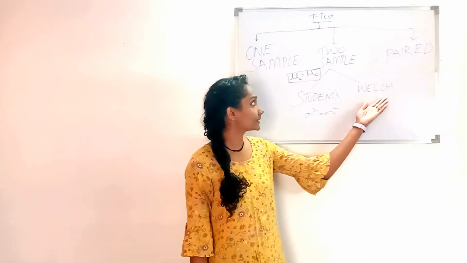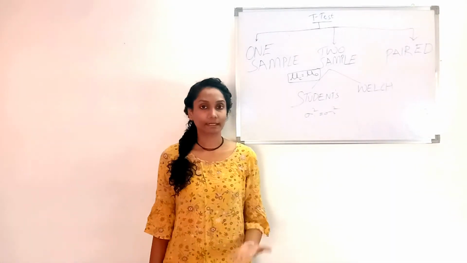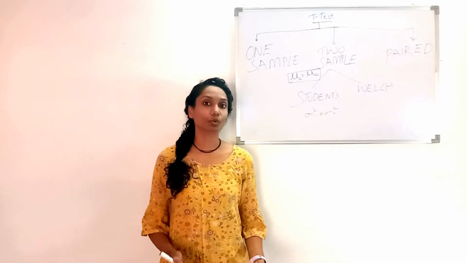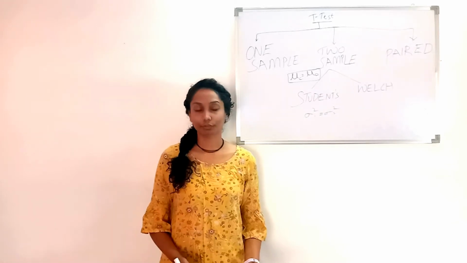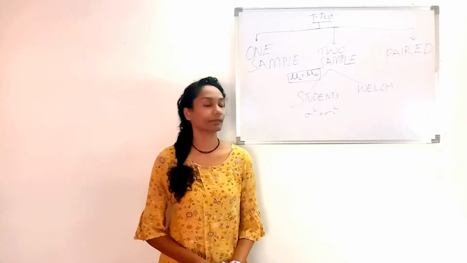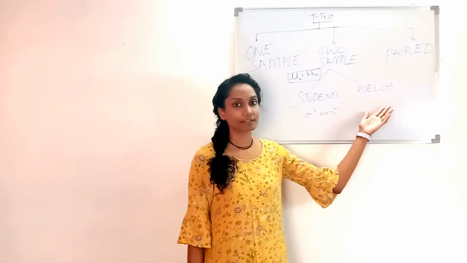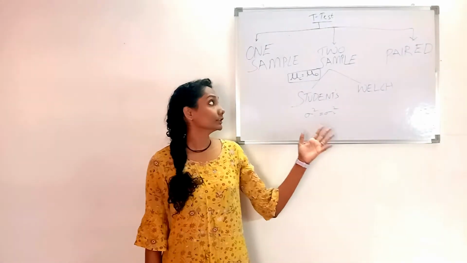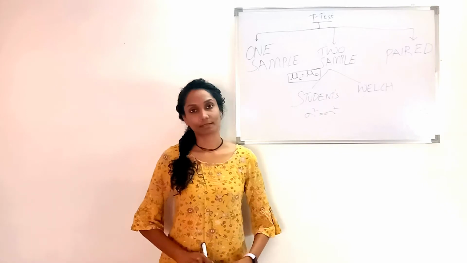Next is the Welch two sample t-test. That doesn't make any such assumptions. So if we don't know the variances of the two groups and maybe the variances are not equal, then we can simply run a Welch t-test. So that is about the two sample t-test.